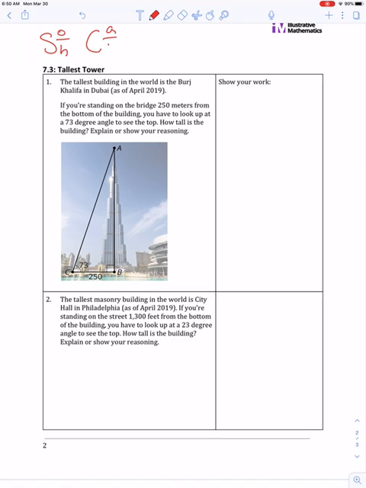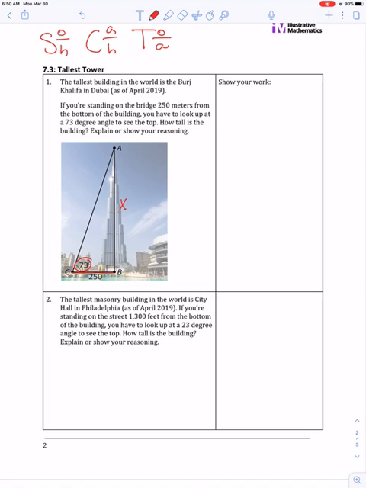Okay, so again, since it's just these two problems here, I am going to write our ratios up here. So, SOH CAH TOA. Okay, there's my ratios. So the tallest building in the world is the Burj Khalifa in Dubai. If you're standing on a bridge, they've already drawn everything out for you. Standing on the bridge 250 feet out, or meters, from the bottom of the building, you have to look up at a 73-degree angle to see the top. How tall, so I always like to make notes as I read this, so how tall, this is what we're looking for, is this building.